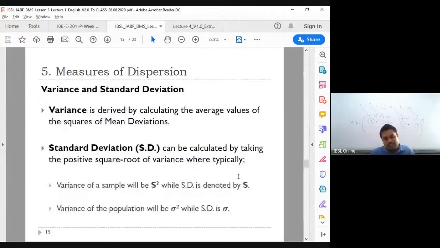Now, this is the pivotal point of today's discussion, where we are introducing the two most common dispersion indicators of statistical data, that is the standard deviation and variance. Variance is derived by calculating the average value of the squares of the mean deviations. We discussed this a little while ago. So instead of xi minus x bar, we will take xi minus x bar squared. Why do we do that? We will see once we come to the standard deviation and mean computations. So again, I reiterate, variance is derived by simply calculating the average of the squares of the mean deviations. Standard deviation is nothing but the square root of that computed value.